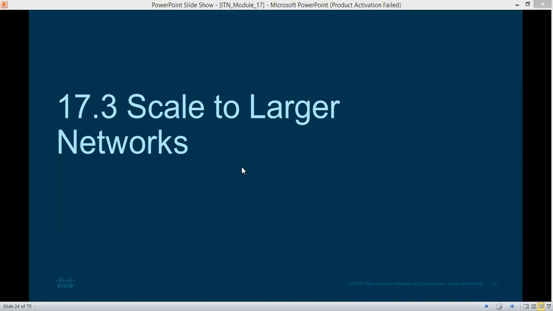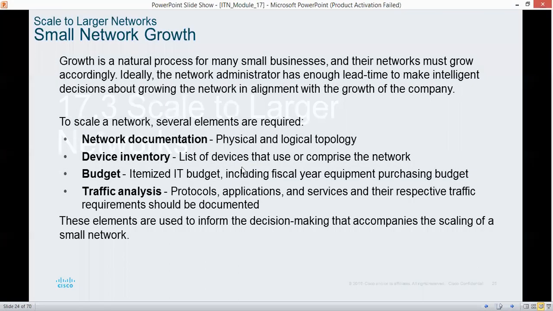Okay, so scaling to a larger network. Small network growth. A small network should be given the opportunity to grow. Growth is a natural process for many small businesses, and the networks must grow accordingly. Ideally, the network administrator has enough lead time to make intelligent decisions about growing the network in alignment with the growth of the company.